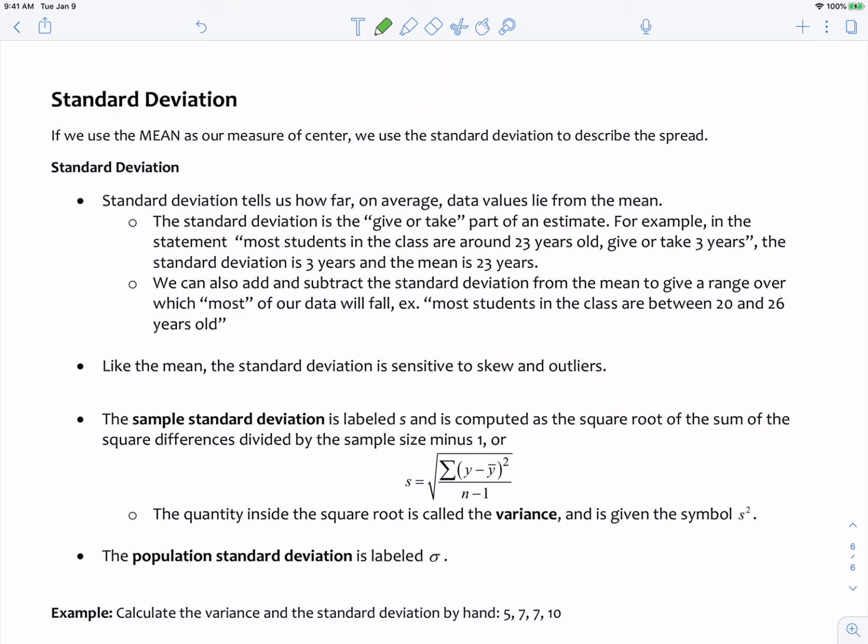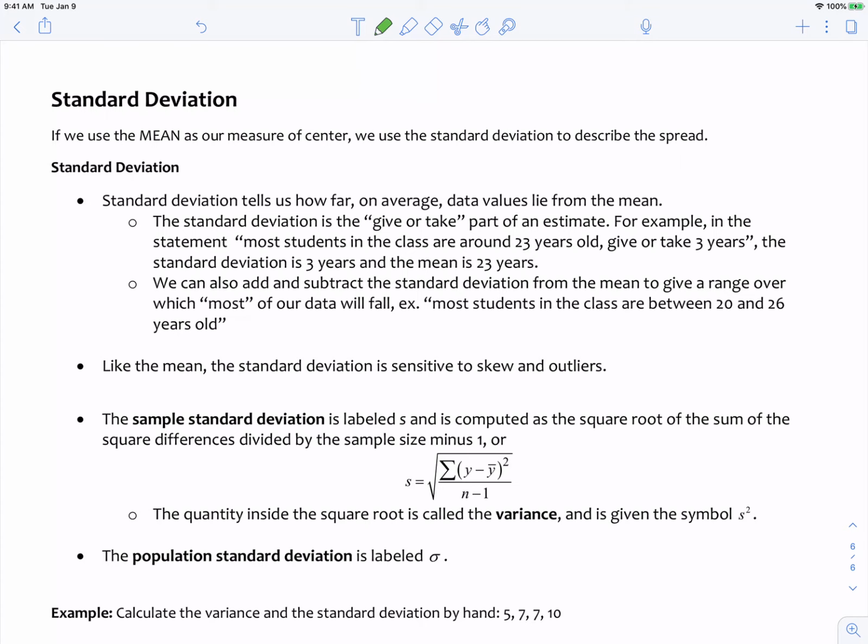For example, in the statement, most students in the class are around 23 years old, give or take 3 years, the standard deviation is that 3 years, and the measure of the mean is 23 years. So that's where we would have that give or take. We don't want to give just a single estimate for quantitative data. You usually want to add in some wiggle room.